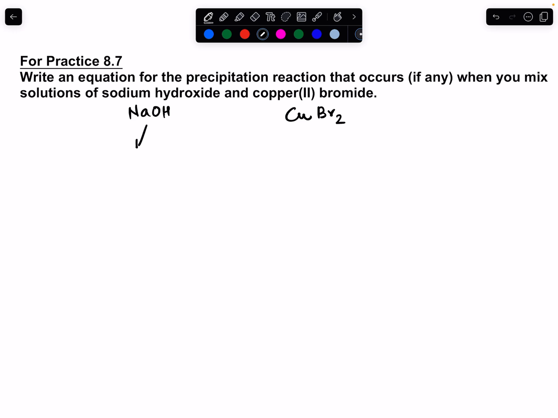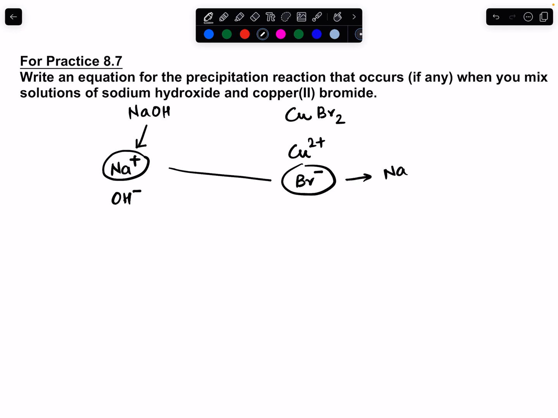Now, the next step is to split them into ions. So that's going to be Na+, and that is going to be OH-. And then the copper(II) bromide is going to be Cu2+, and then it's going to be Br-. Okay. Now we're going to do crisscross applesauce. So we're going to take this and combine it with that. If we do that combination, that gives rise to NaBr. And then we're going to take this and this, combine those two, and that's going to give rise to Cu(OH)2.